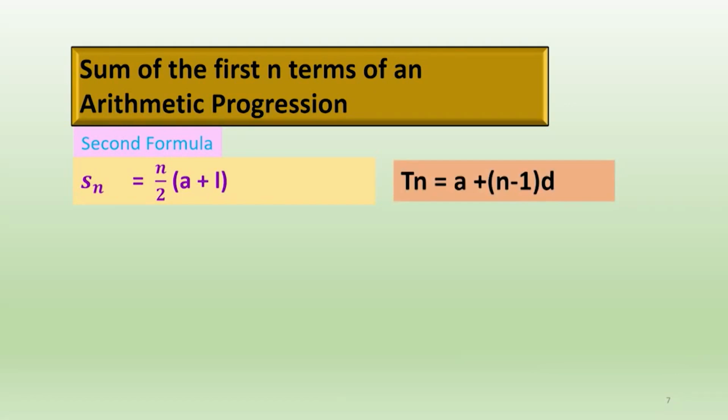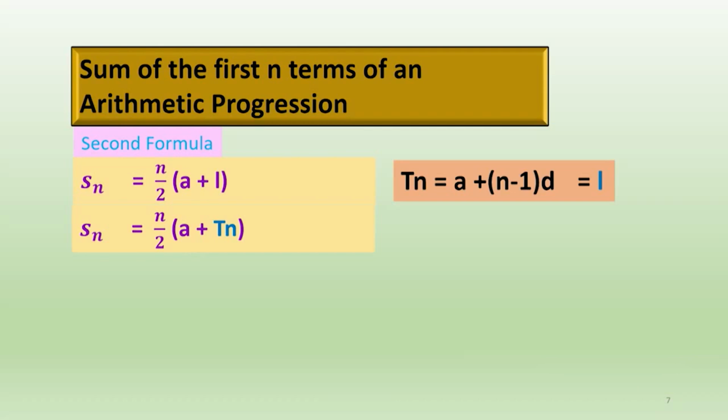To find that, I am going to substitute a value here. Sn equals n over 2 times (a plus L). Instead of L, I can put Tn, since L and the nth term can be considered similar. So Sn equals n over 2 times (a plus Tn).